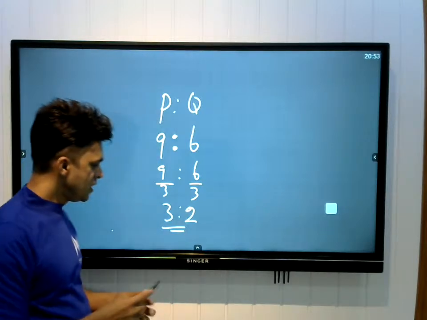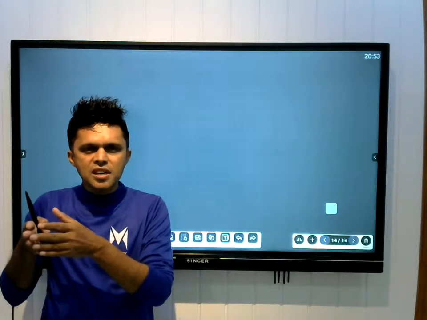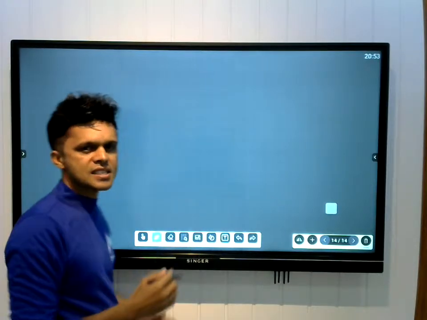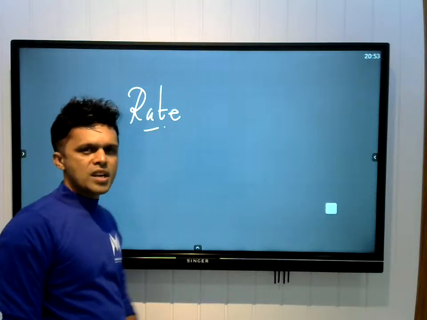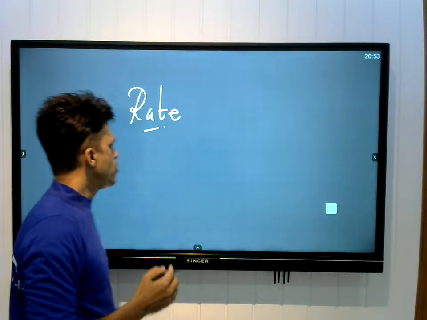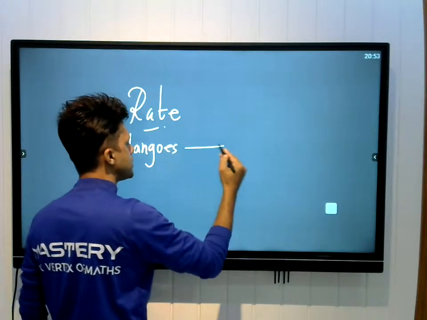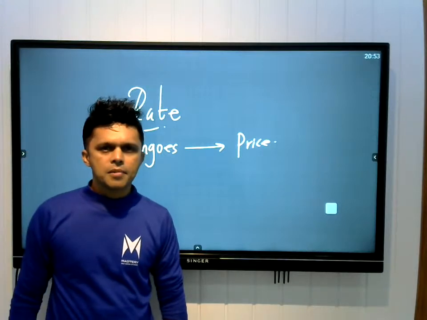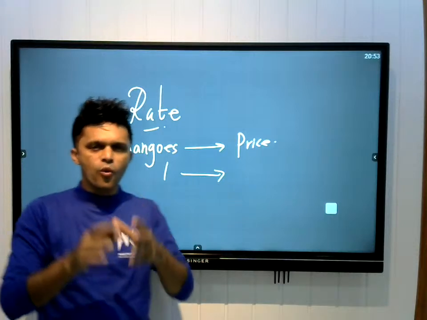Okay. Now we need to learn about the stuff that you need to learn in grade 6. So rate, the other part is rate. This is rate. What is rate? When it comes to the idea of rate, I will give you mangoes and price. I will write here mangoes and price.